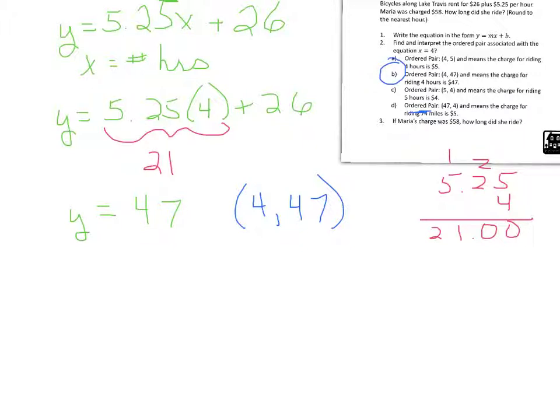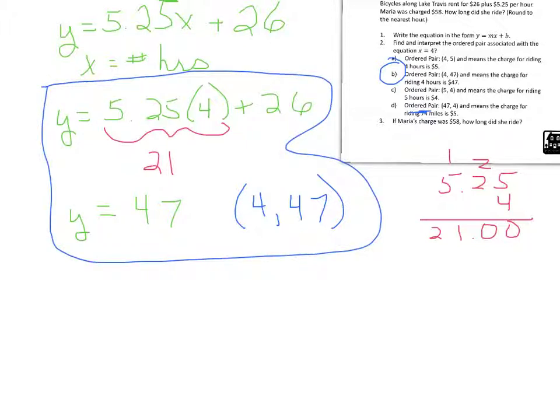So that's number 2. Number 3, what if, let's forget all of this stuff. This was part B. And we'll go back to our original equation. This time we know that the total charge is $58, so we know y. y is $58, but we don't know how long you get the bike for if you have $58. So we leave x alone and we solve for it, which means we get x by itself.